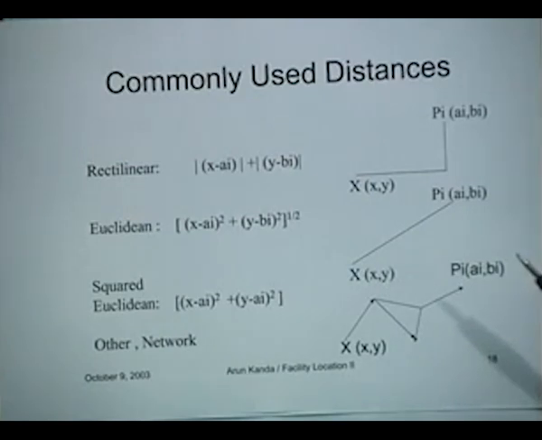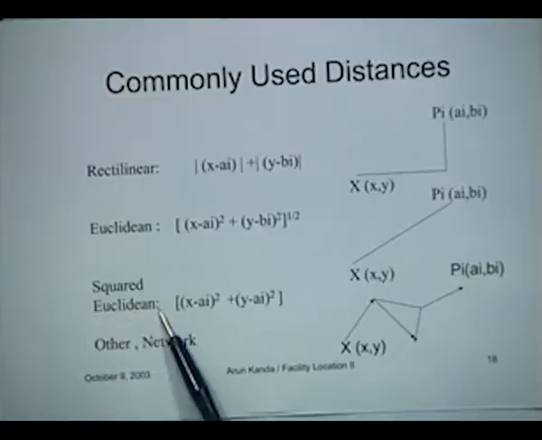Similarly, if you are talking about an electrical circuit and you want to fix a particular component, and the component is to be connected by wire to a number of different components, assuming of course that this can be done in a Euclidean way, then the location which tries to minimize the cost of wire, the cost of cable, etc., would also be using the Euclidean distance.